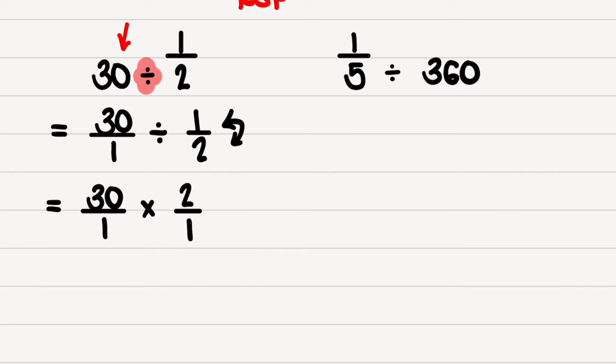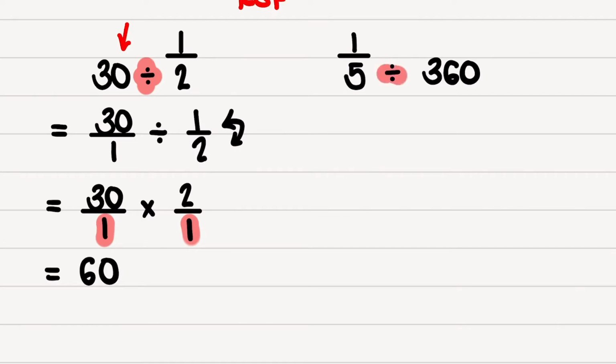Now I can see that I can't simplify. However, I have denominators of 1, which means that I can drop the denominator of 1 because everything has a denominator of 1, and I can make it invisible. So I'm going to times the numerator with the numerator. 30 times 2, which is 60.